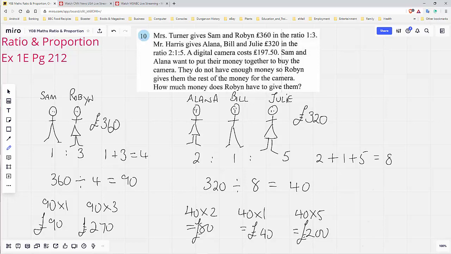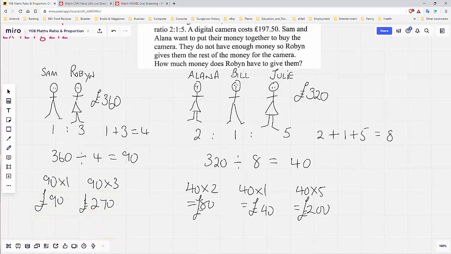Now again, normally we'd add all these up to see that we get back to the original sum. So 80 plus 40 plus 200 should give me 320, which it does. And 90 plus 270 should give me 360, which it does. Now we're going to combine Alana's money and Sam's money to buy the camera. So we've got £90 from Sam, we've got £80 from Alana.